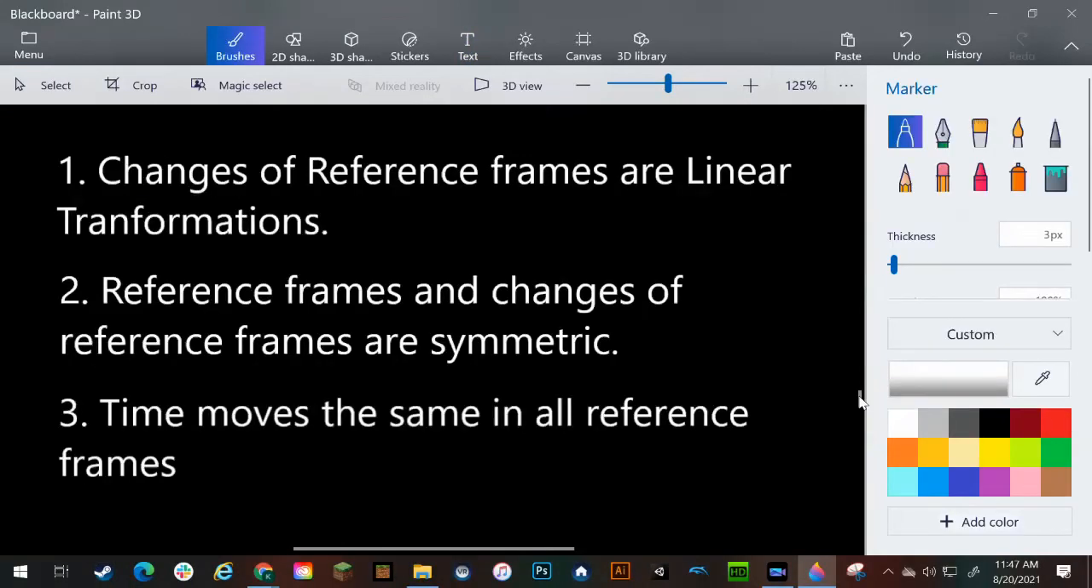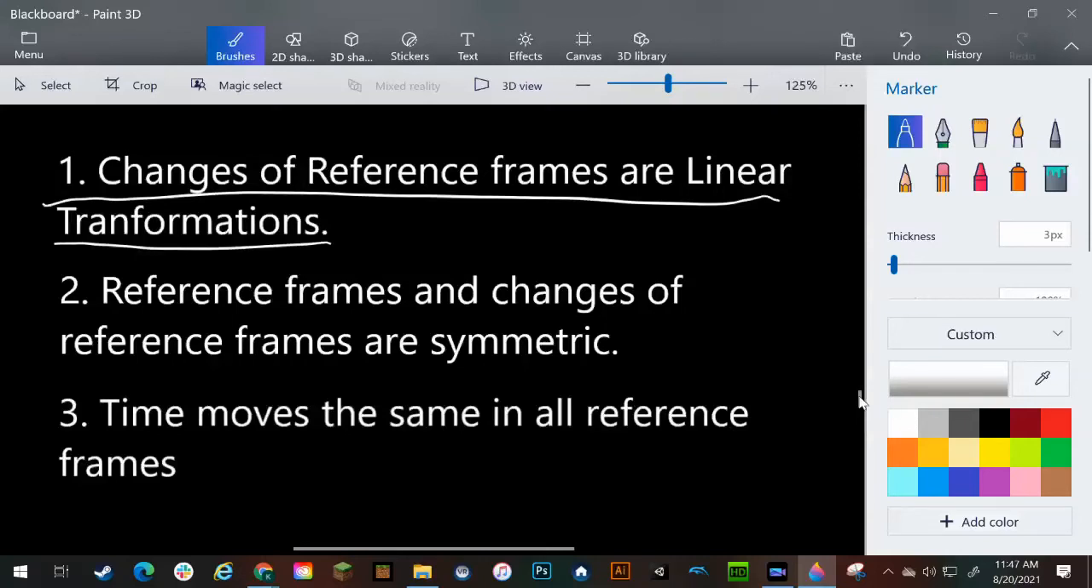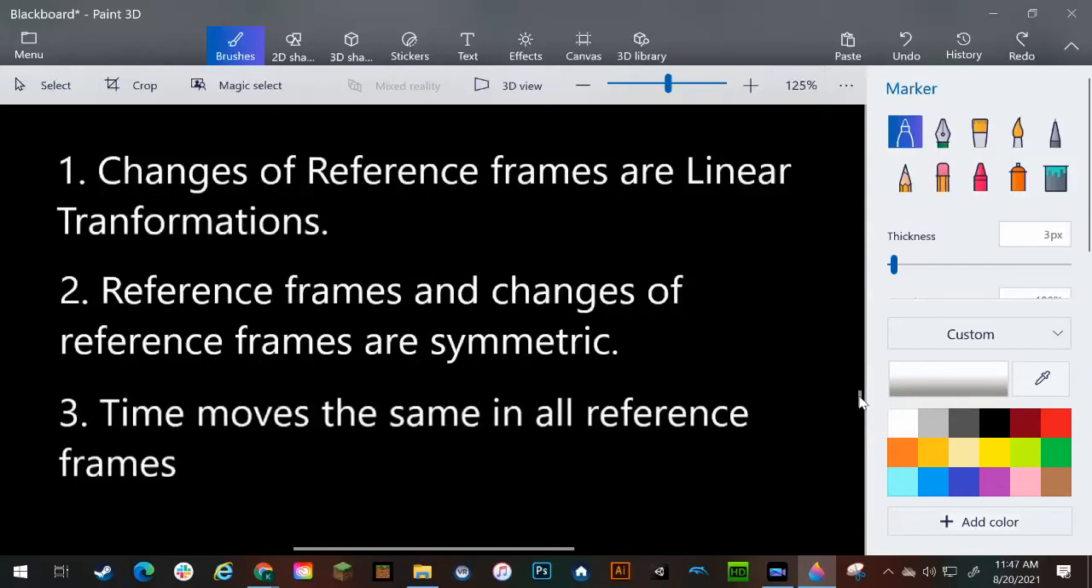Okay, so here are our axioms. 1. Changes of reference frames are linear transformations. The whole reason we're rethinking our transformation is because the old one didn't keep the laws of physics consistent. This first assumption helps us keep Newton's laws consistent. It helps us make sure there aren't any fictitious forces. So let's not change that one.